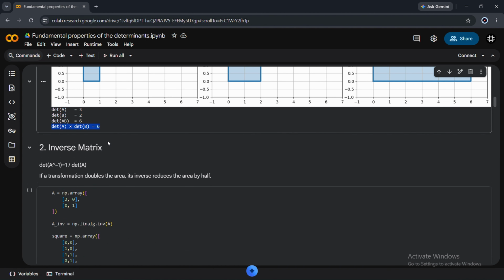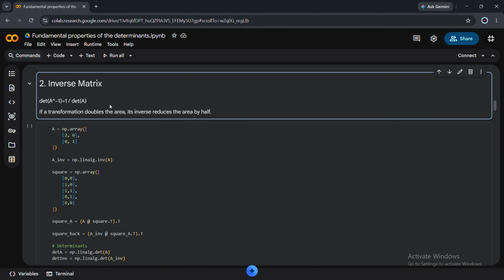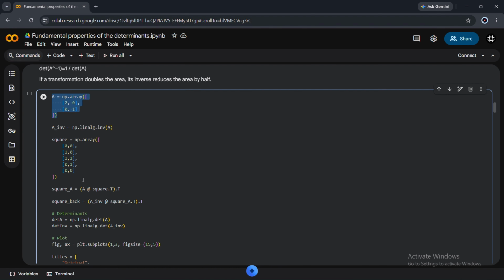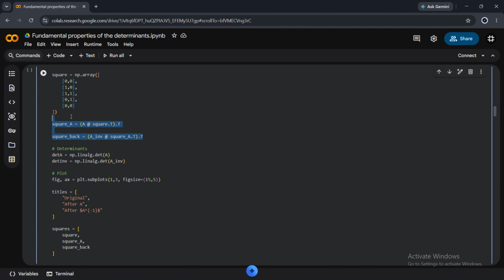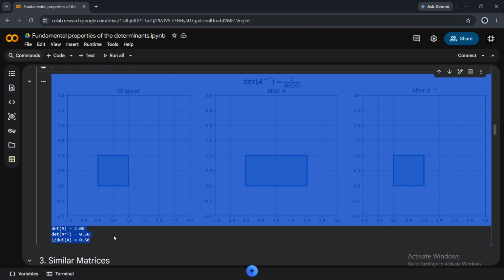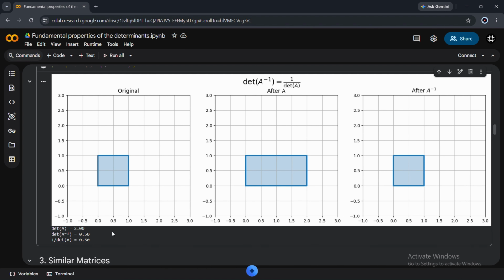Number 2, inverse matrix. What happens if we apply a transformation and then immediately undo it using its inverse? Nothing changes. The overall scaling factor must be 1. So if a transformation doubles the area, its inverse reduces the area by half.